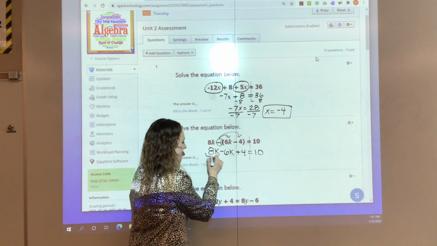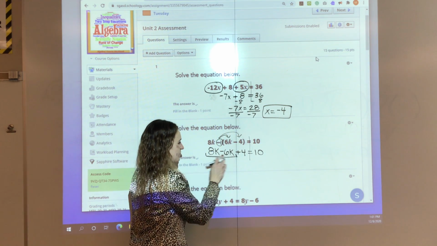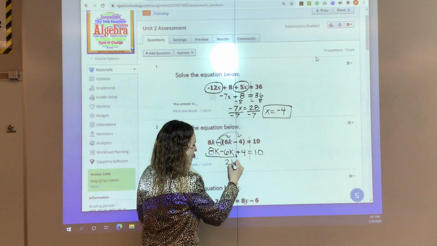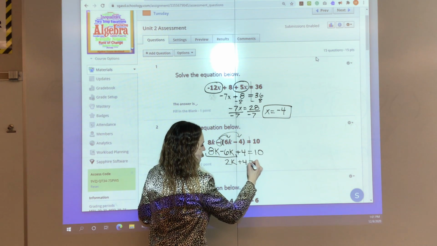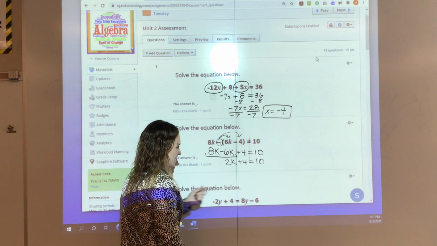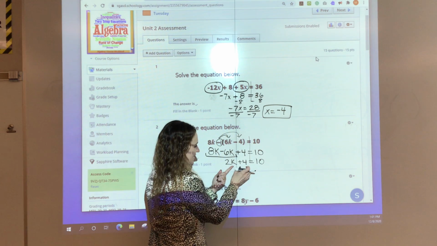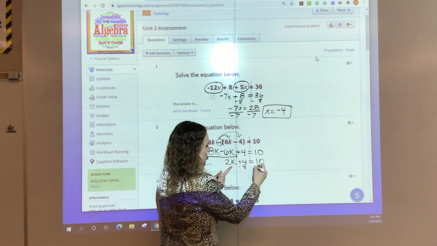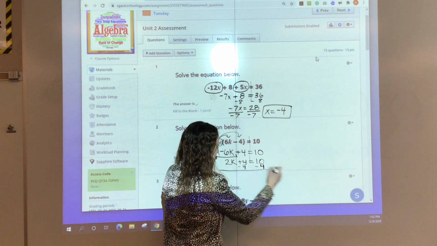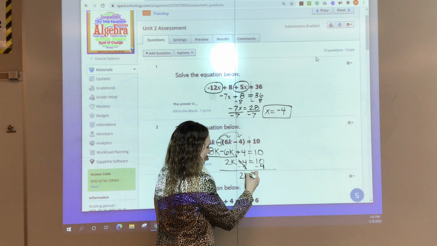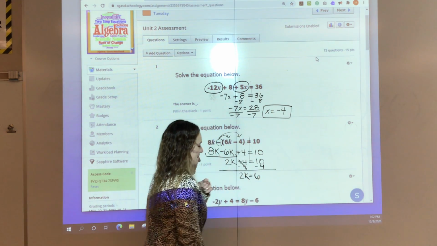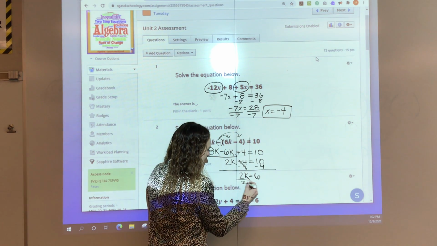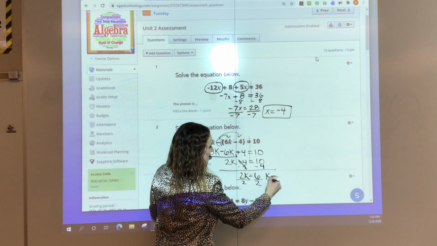Next, I'm going to combine like terms. An 8 minus 6 would give me a positive 2k. Try to get this k by itself. I want to get rid of anything that's added or subtracted first. So my constant is the 4. I'm going to subtract the constant. That goes away. I have 2k equals 6. And my last step will be to divide by 2, giving me k equals 3.